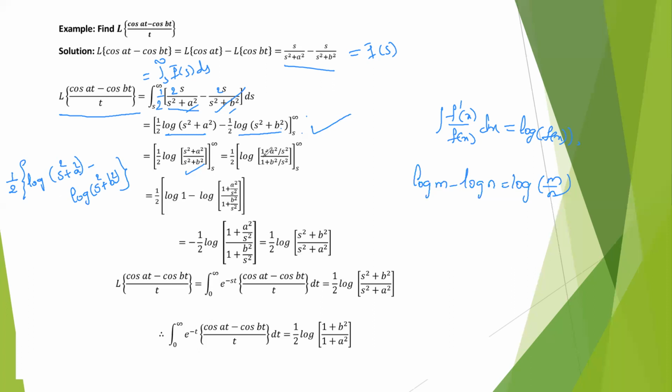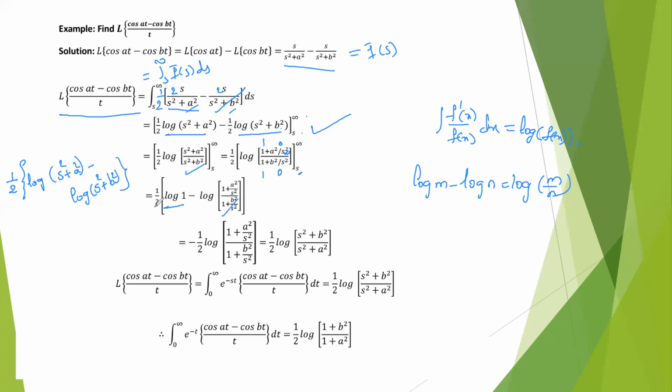When we apply infinity, infinity is obtained in the denominator part, so 1 by infinity becomes 0. Here a square by infinity becomes 0, and 0 plus 1 is 1. Here also b square by infinity becomes 0, and 0 plus 1 is 1. That means log 1 is the term left after applying the upper limit. Next, let us substitute s in place of the variable. So the same term will be obtained, right? Log 1 is 0.